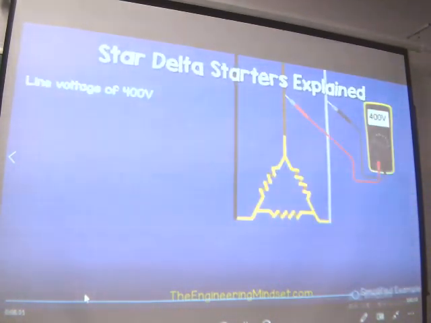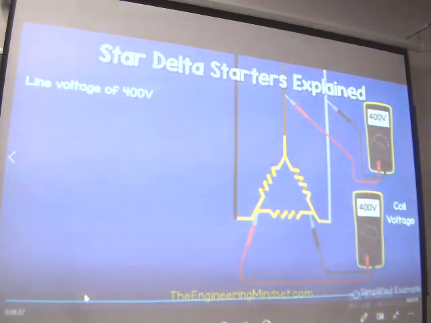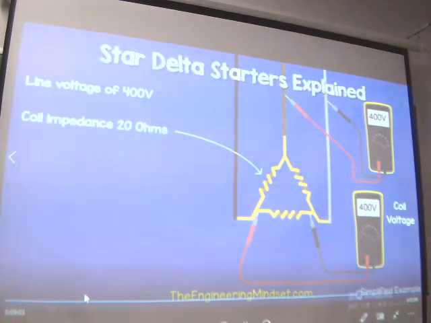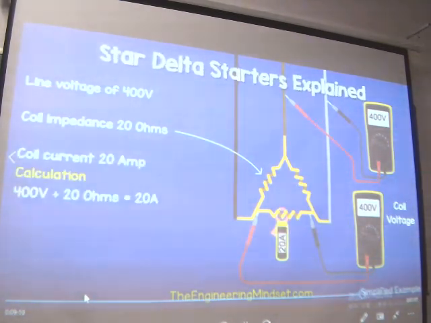Now if we measure across the 2 ends of the coil, we again measure the line-to-line voltage of 400 volts. Let's say each coil has a resistance or impedance, as this is AC power, of 20 ohms. That means we will get a current reading on the coil of 20 amps. We can calculate that from 400 volts divided by 20 ohms, it equals 20 amps.